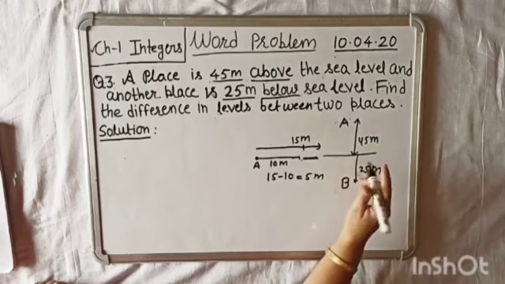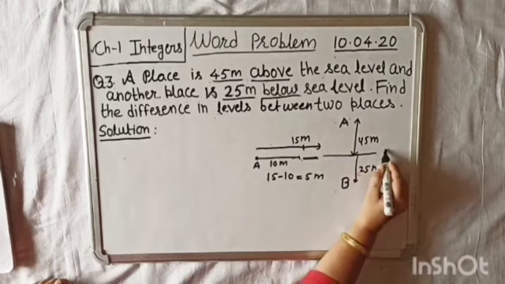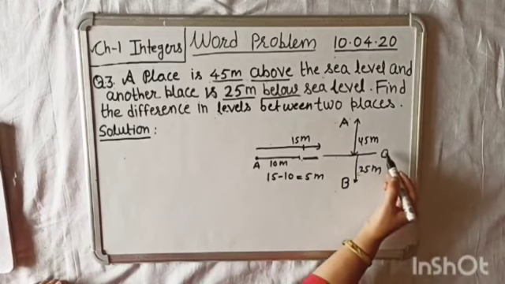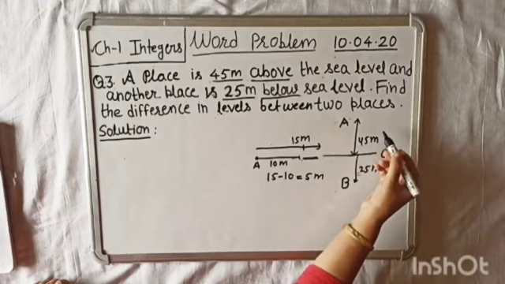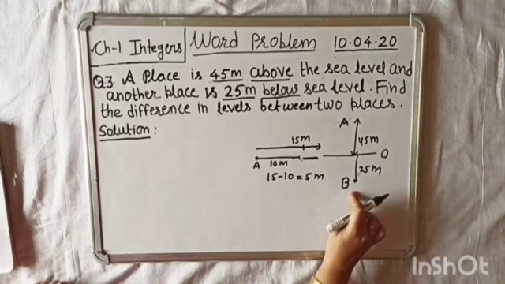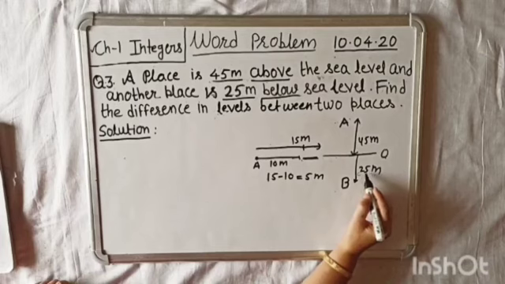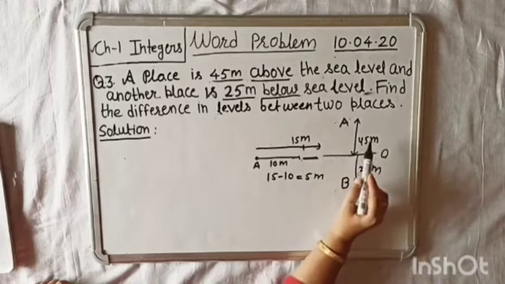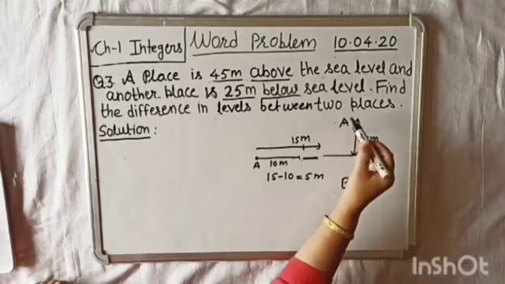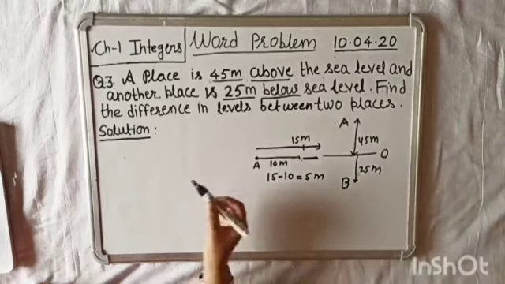Now, consider it as a number line, that is 0. And the numbers which are above or to the right hand side of the 0 are positive. And those which are on the left side of the 0, they are negative. So distance of place B will be minus 25 meter. And the distance of place A from sea level is plus 45 meter, because it is above sea level, and B is below sea level.